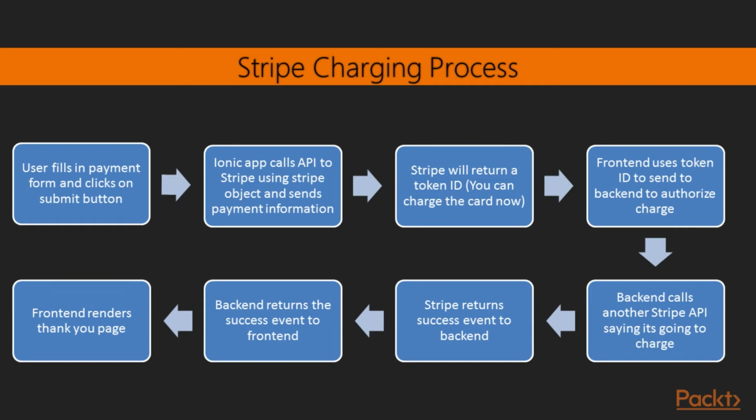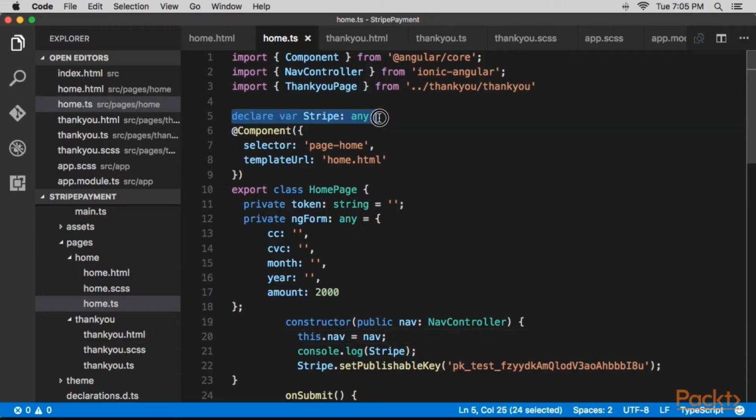Let's take a look at the home.ts because the majority of Stripe API processing is located there. First, you need to do a declare, as illustrated, because Stripe is a global object that was included in the index.html.